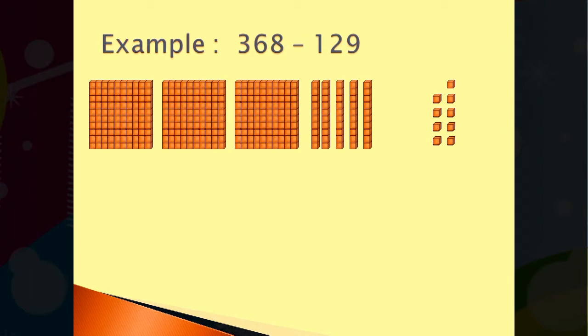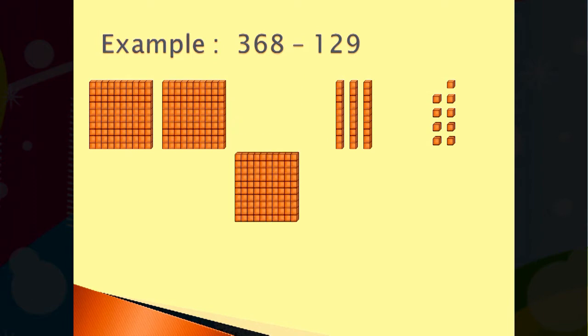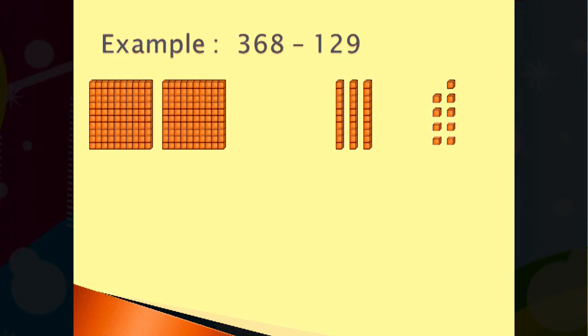Now we're going to our tens. There are 5 tens remaining and we want to subtract 2 tens. Let's try that. That leaves us with 3 tens. Let's move on to the hundreds. There are 3 hundreds and we'll subtract 100. What number does the remaining blocks represent? If you said 239, then you are correct.